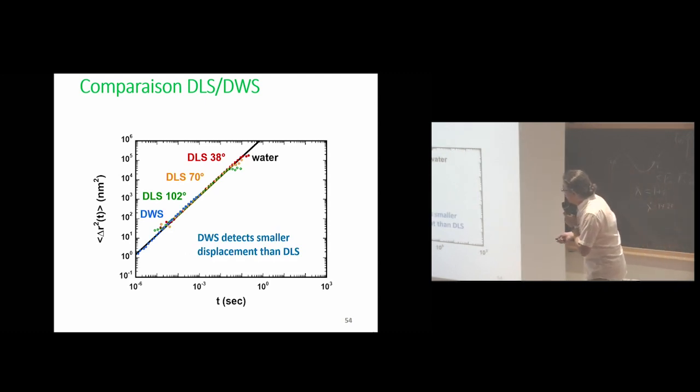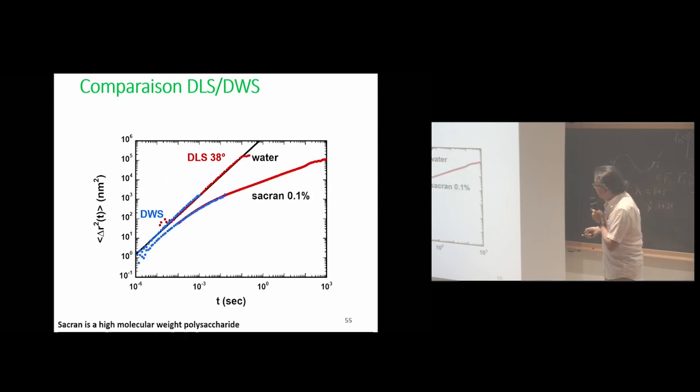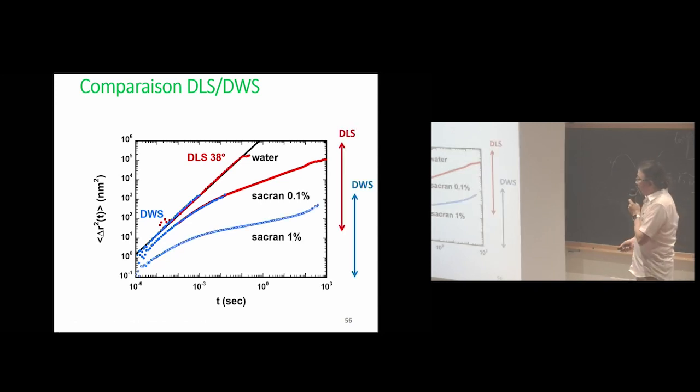So the advantage of multiple scattering, DWS, is that you have multiple scattering events, so it's more sensitive to small deformation. The mean square displacement is in nanometer squared. It can be on the order of 1 nanometer squared, so you can detect displacement roughly on the order of a nanometer. In the next lecture, I will explain what it is, but this is just a very viscoelastic polymer solution, a high molecular weight polysaccharide, so that we can compare DLS and DWS, with no adjustable parameters, and you can cover a very wide range of time and MSD.